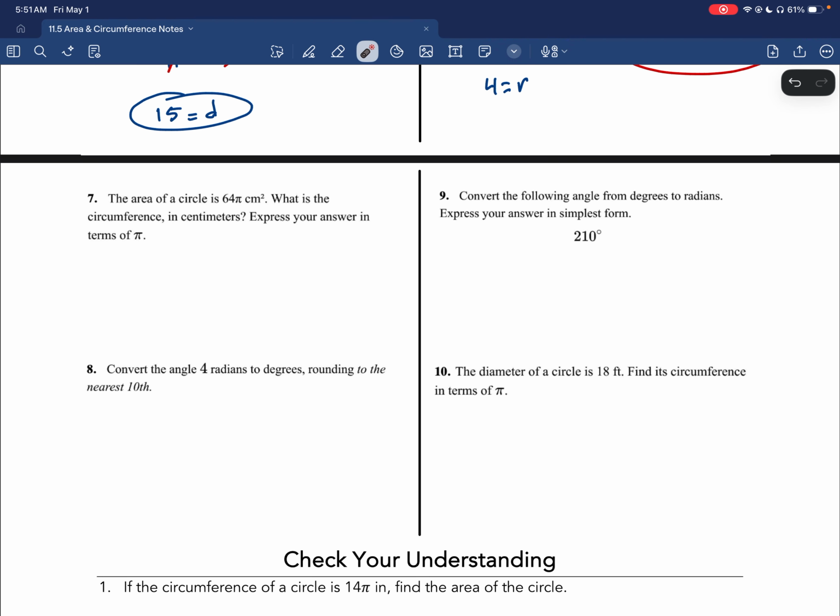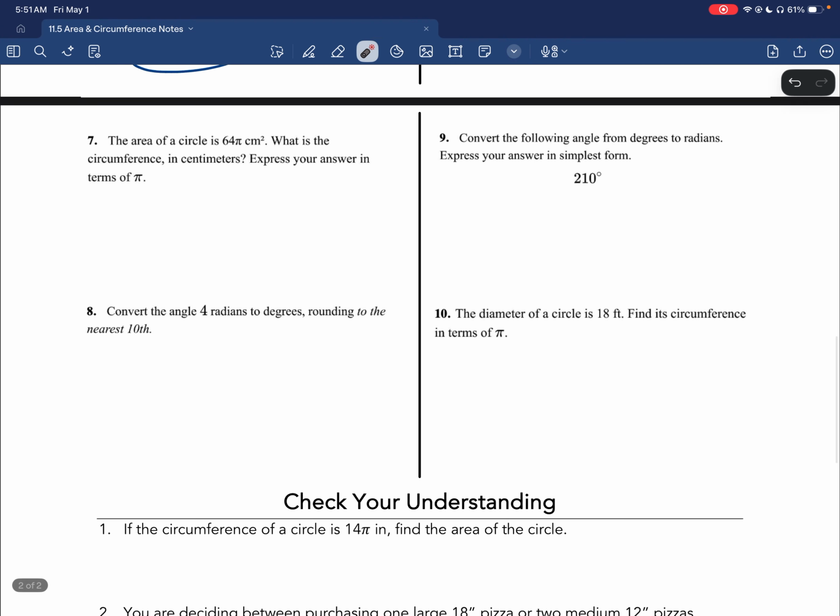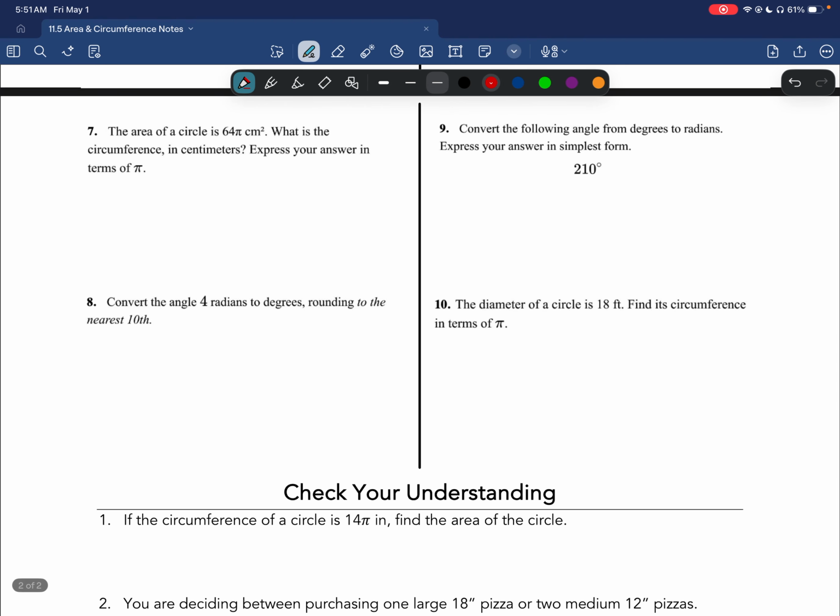Question 7, the area of a circle is 64 pi centimeters squared. What's the circumference? Okay, so now we're going the other way. So this time we're going to start with the area equation. We know what the area is. It's 64 pi. So we have 64 pi is equal to our area equation, which is pi times radius squared. Okay, we need to get r all by itself. So my first step is I got to get rid of pi.